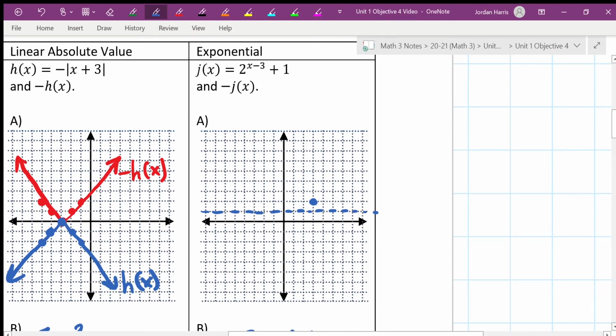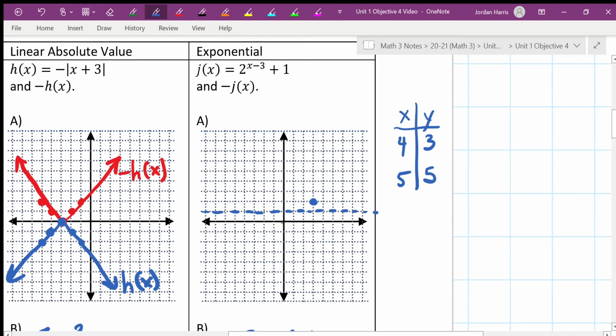And then we can plug in a couple points. So I'm going to plug in. So I go to the key point and go to the x value just to the right. So that'd be 4, and then the next one over is 5. So if I plug in 4, I get 2 to the first plus 1. If I plug in 5, I get 2 squared plus 1.